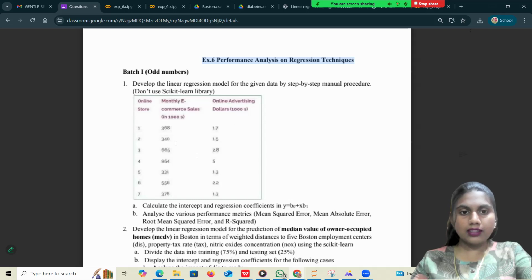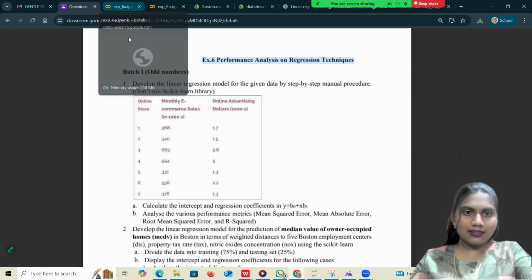They have given the data. We have to calculate the intercept and regression coefficient in y = b0 + b1 x, and analyze the various performance metrics: mean squared error, mean absolute error, root mean squared error, and R squared. Let's go on to the answer.